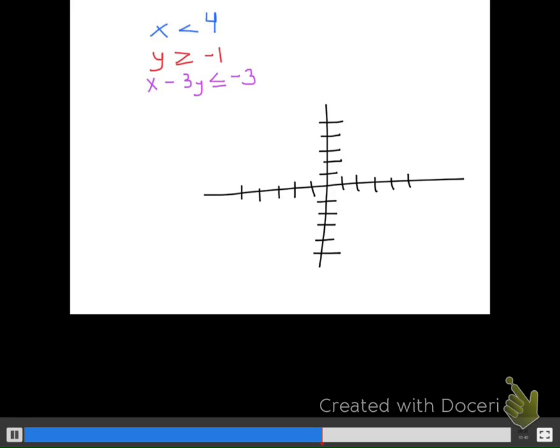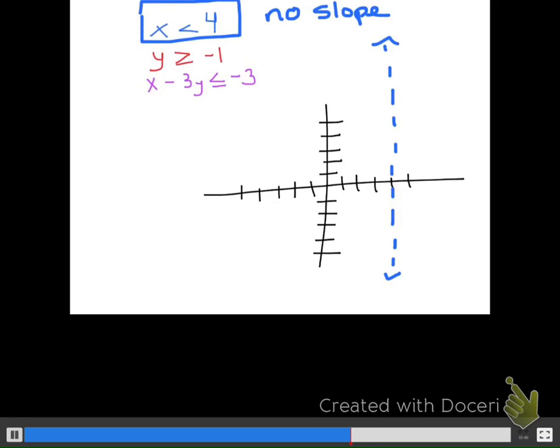Let's do another example. This will be an example of a system of 3 inequalities. And if you look at the first one, x is less than 4, notice there is no y in that problem, so it's not in slope-intercept form. And that is because we have no slope. This means x is less than 4. All right, so we have to draw a vertical line. And notice I am going to draw a dotted vertical line at 4. This is how you would graph x equals 4.